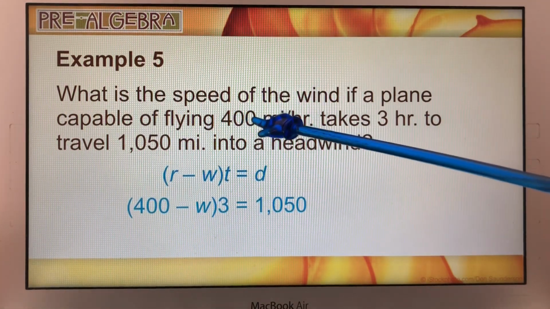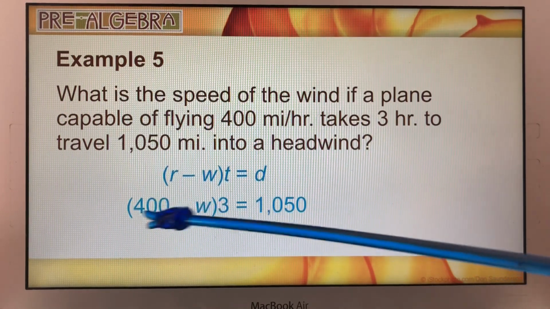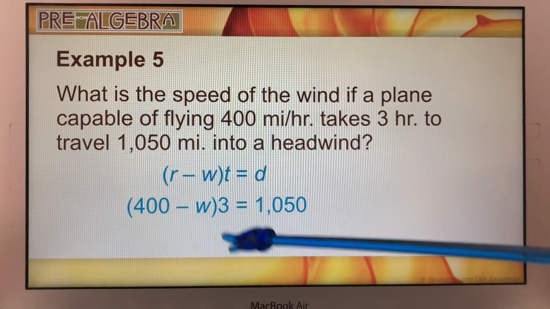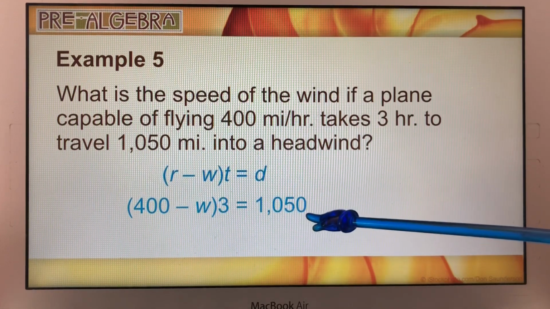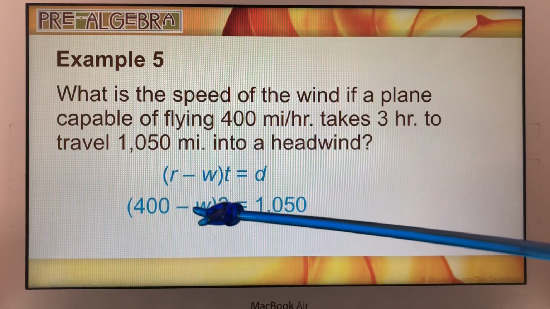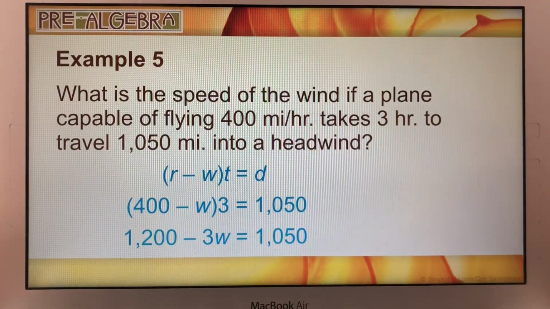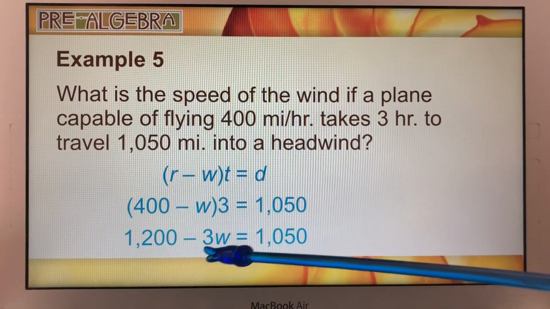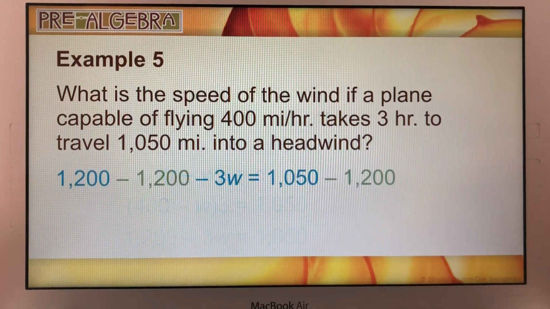So we have the rate is 400 miles per hour. That's 400 right here for the rate. It takes 3 hours, so our time is 3. And the distance traveled is 1,050 miles. And then all we have to do is just solve for the W, the wind. And we simplify our equation. 3 times 400 is 1,200. 3 times W, we have minus 3W, and then equals 1,050.